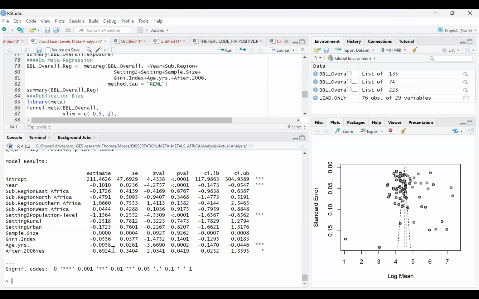What does it mean? It simply means that, as compared to studies after 2006, those before 2006 were more polluted, which is something that we were expecting. Yeah, because most countries, including Ghana, banned it around 2006. So it was an expected result.